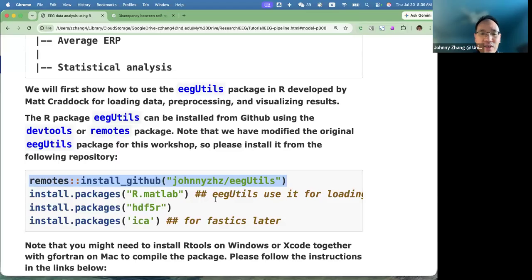But this package also uses some other packages you need to install. For example, it uses R.matlab to read the MATLAB data. Therefore, you would also need this package. And it also uses ica for independent component analysis. So you can also install this package too.